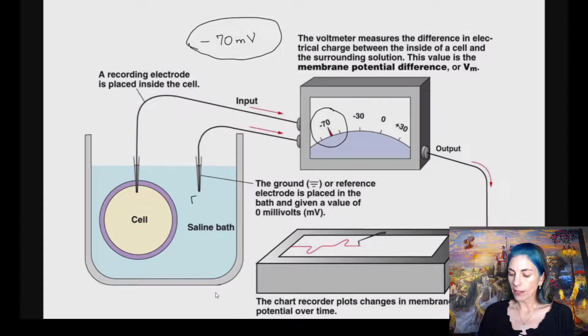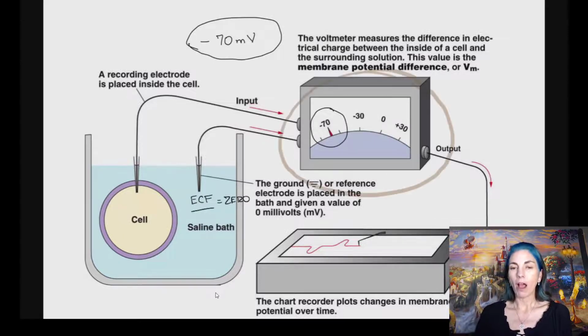The extracellular fluid is always going to be the 0. You will always set this as 0. And so what you are actually measuring on that voltage reader is the net charge in the cell relative to the extracellular fluid. The extracellular fluid is 0, and then the cell is what compared to that? Well, you can see here that -70 seems to be the answer.